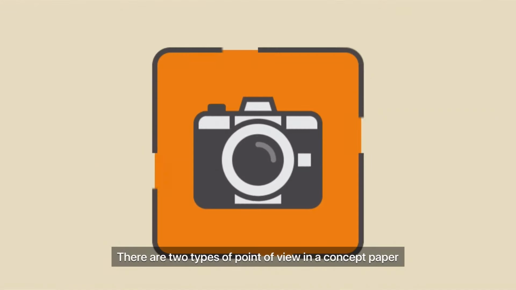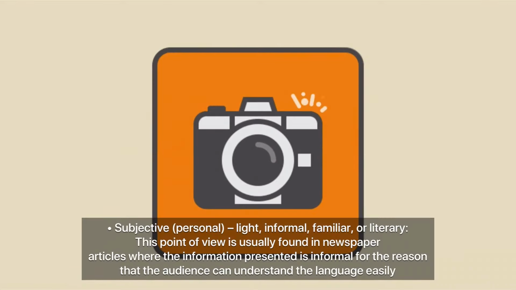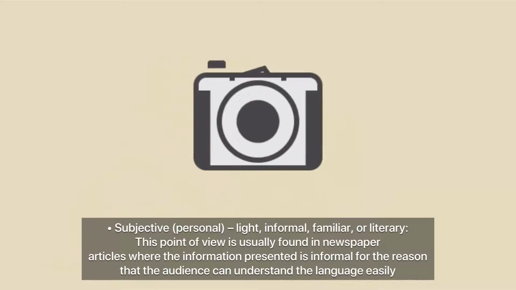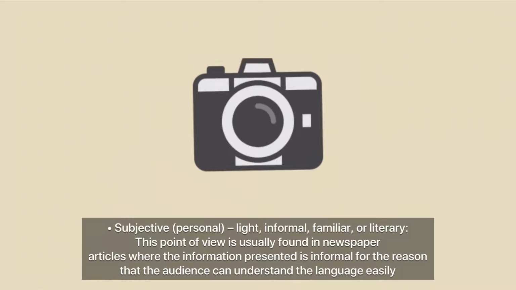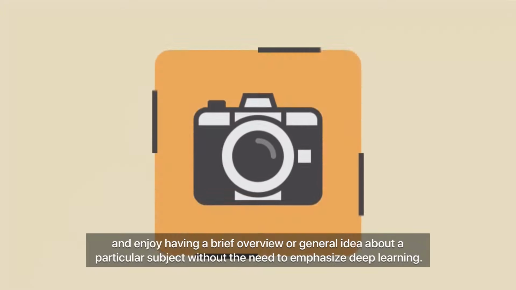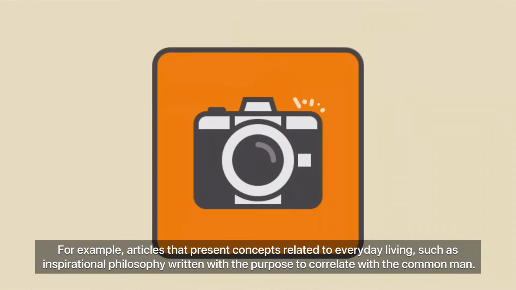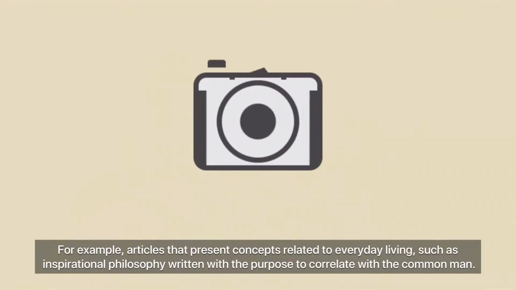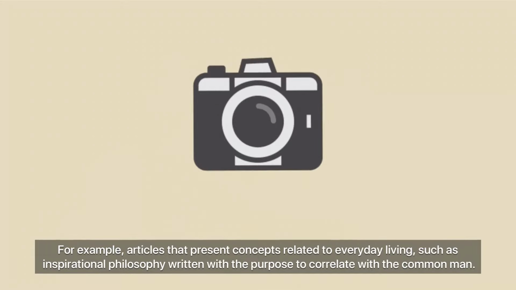Point of view. There are two types of point of view in a concept paper. The first is subjective, personal, light, informal, familiar, or literary. This point of view is usually found in newspaper articles where the information presented is informal, so that the audience can understand the language easily and enjoy having a brief overview or general idea about a particular subject without the need to emphasize deep learning. For example, articles that present concepts related to everyday living, such as inspirational philosophy written with the purpose to correlate with the common man.